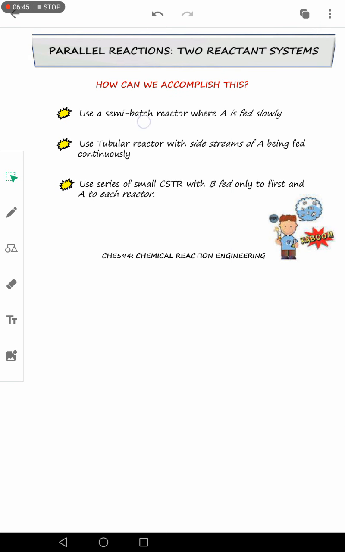you can use semi-batch reactor where A is fed slowly. You can use tubular reactor, side streams of A. Sebab apa? A, you have to make sure that A is to be low. Kemudian you can use series of small CSTR, but B to be fed first and then A to each reactor. So case 4 ni adalah dia terbalik dengan case nombor 2. Okay, kita akan sambung dengan next video.